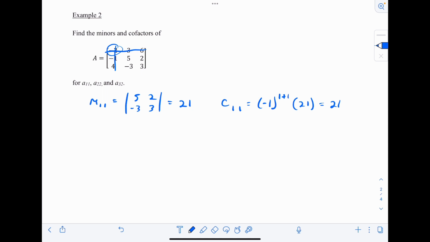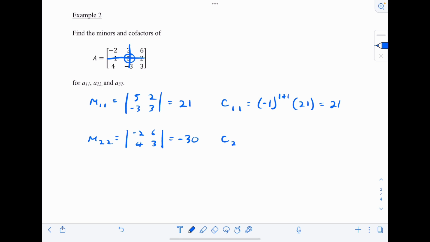All right, for A22, now I'm interested in that middle entry of 5, which means I'm going to cross off its column and row. And so to find the minor of 2, 2, I'm going to find the determinant of negative 2, 6, 4, 3. And in this case, negative 6 minus 24 is negative 30.